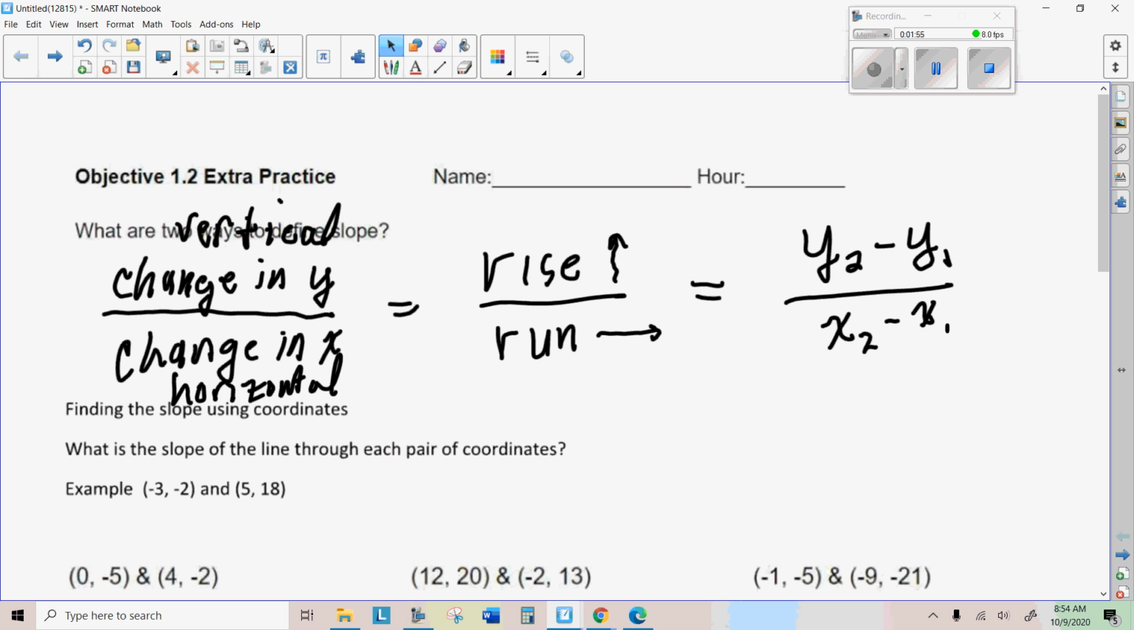Now these little numbers here are just subscripts. They don't mean anything mathematically. This is just saying take the two y values, subtract them to get the rise, take the two x values, subtract them to get the run.